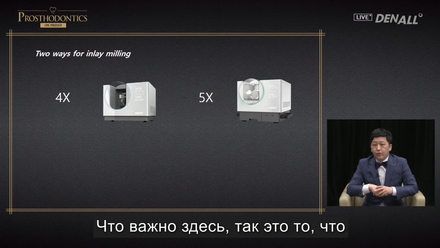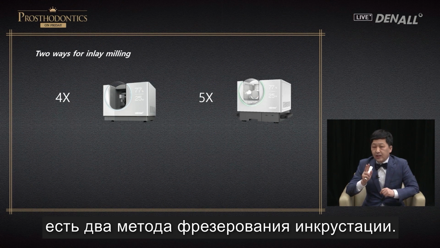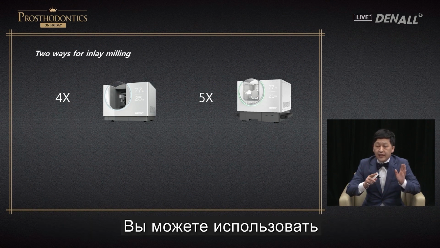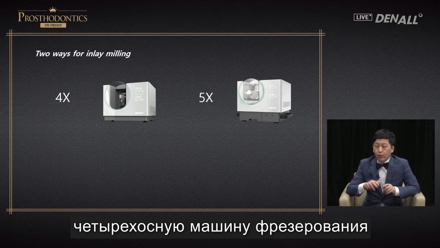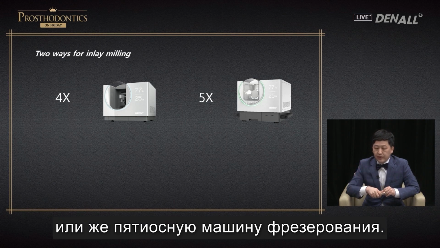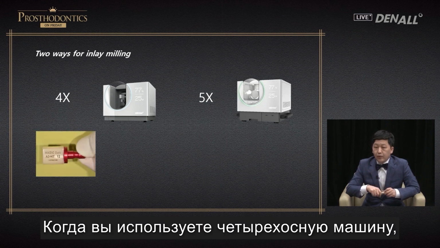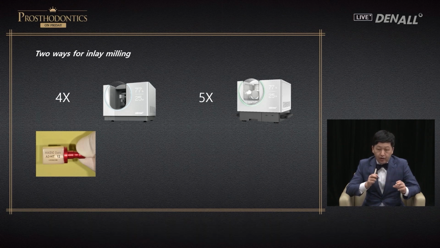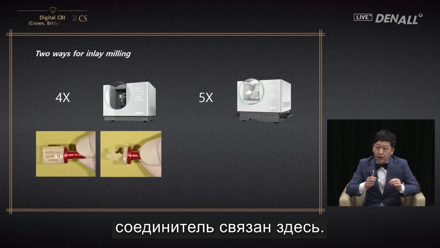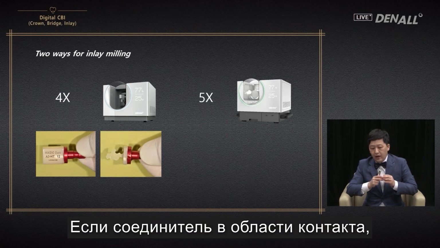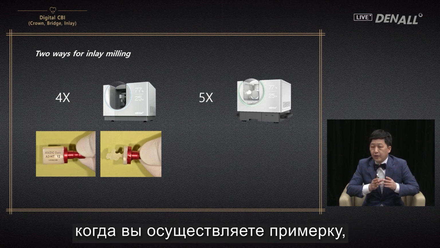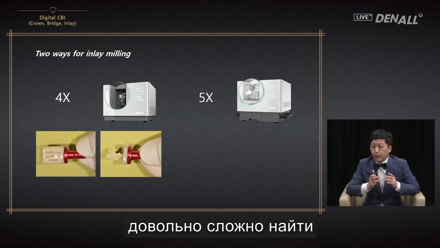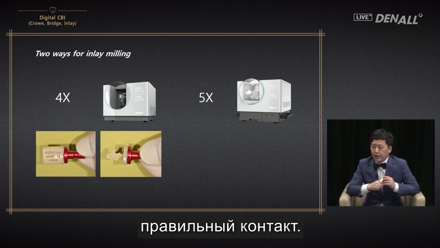What is important here is that there are two methods to mill an inlay. First, you can use a 4-axis milling machine, and another is to use a 5-axis milling machine. When you use a 4-axis milling machine, you use a block. When you do this, the connector is connected here. If the connector is in the contact area, when you do try-in, it is very difficult to find the right contact.